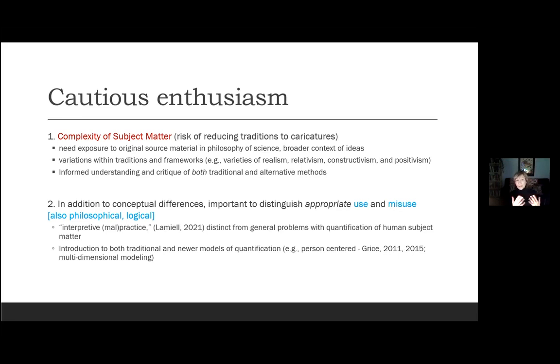They need exposure to variations within traditions and frameworks, so varieties of realism, relativism, positivism, for example, rather than just thinking of these as monolithic kinds of things. And then I think there must be ideally room for informed understanding and critique of both traditional and alternative, qualitative methods.